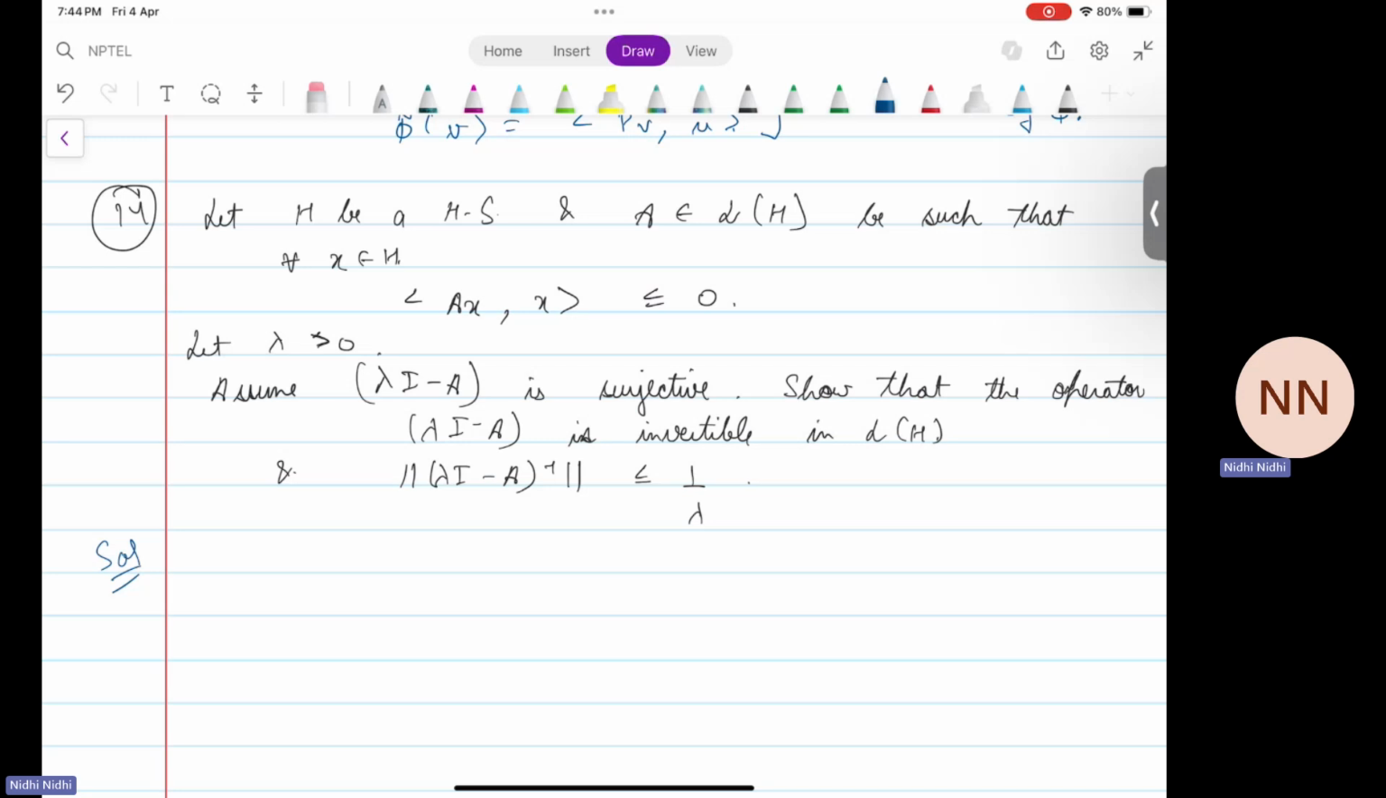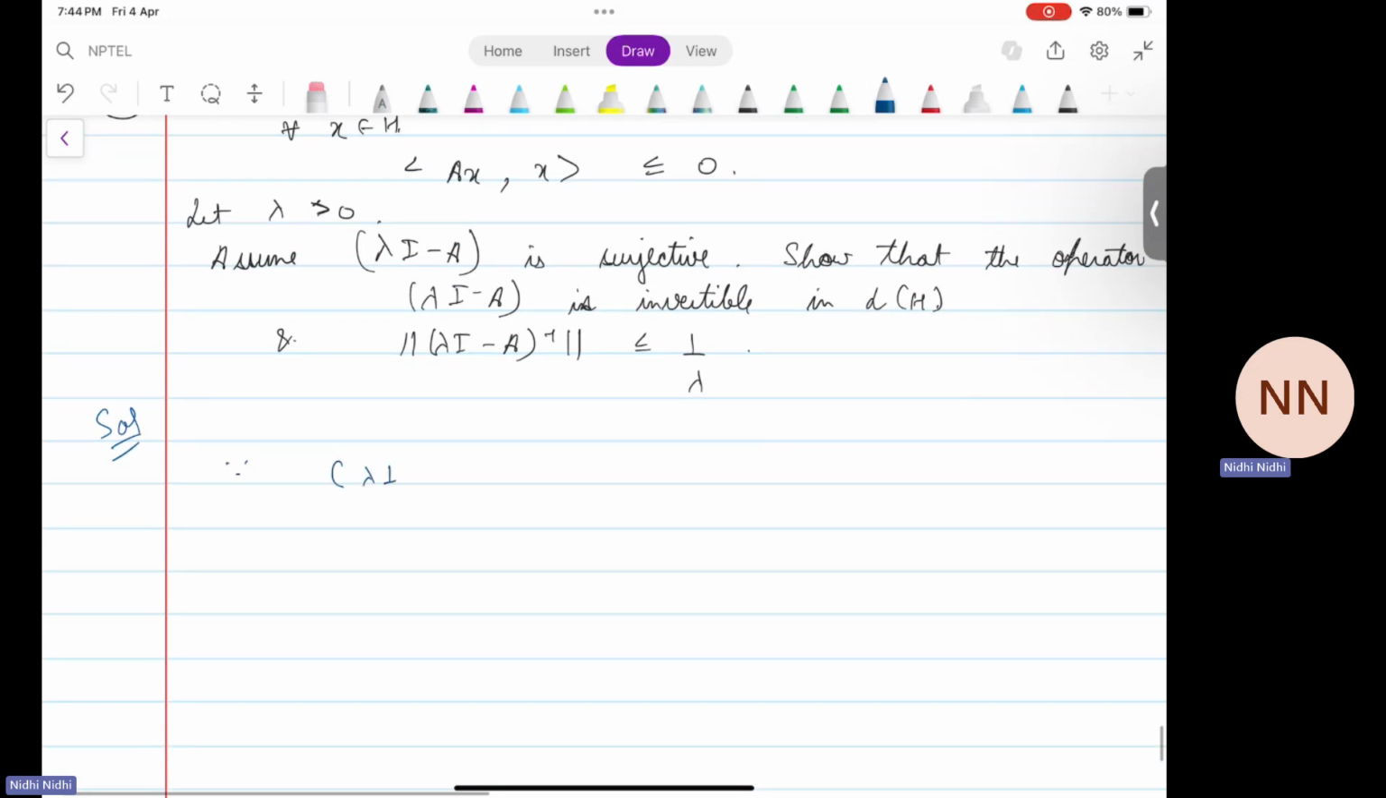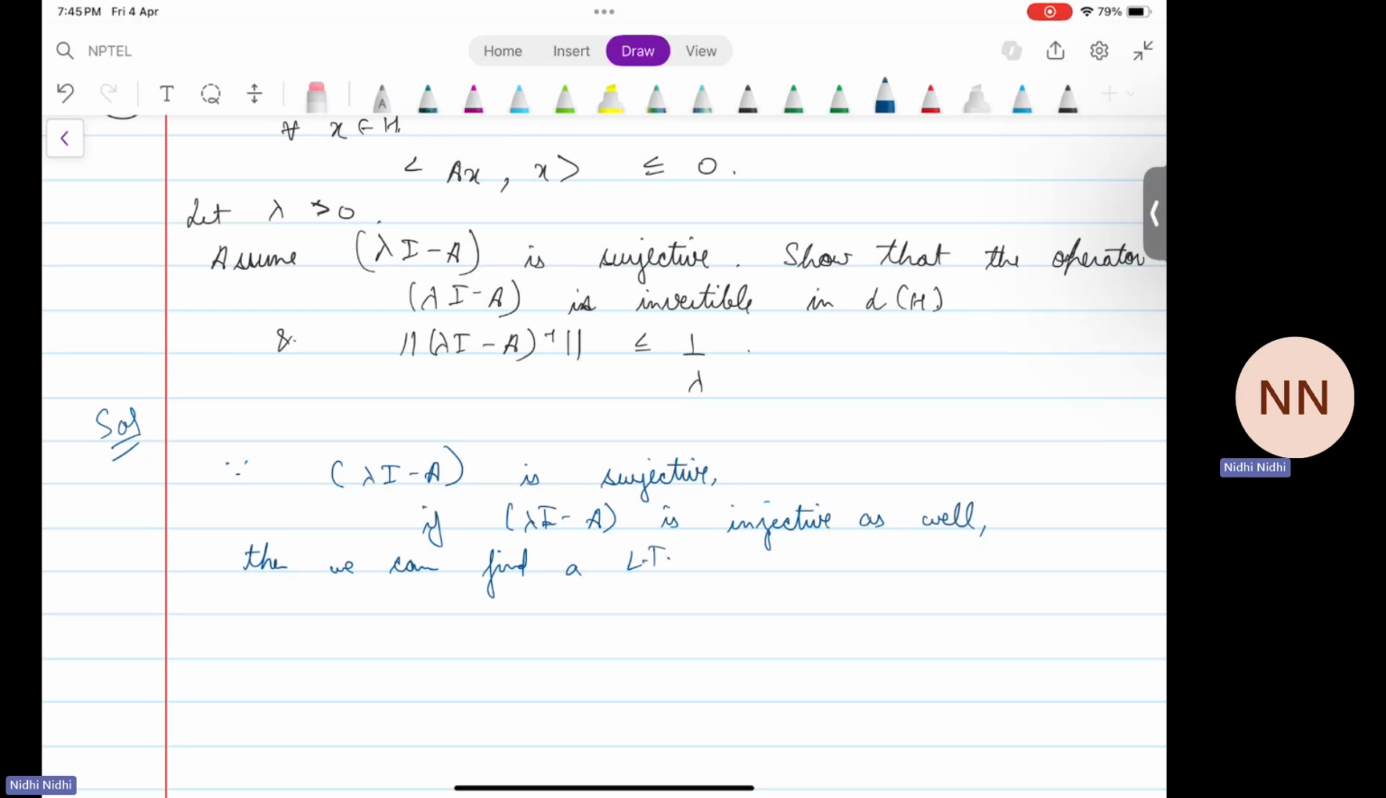So for that, we'll be using the open mapping theorem, and further using basic properties of the inner product, we'll be showing this inequality as well. So let's see how we do that. Now, since lambda I minus A is surjective, if lambda I minus A is injective as well, then we can find a linear transformation, need not necessarily be a bounded linear operator, (lambda I minus A) inverse from H to H.